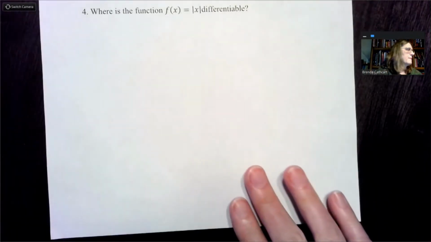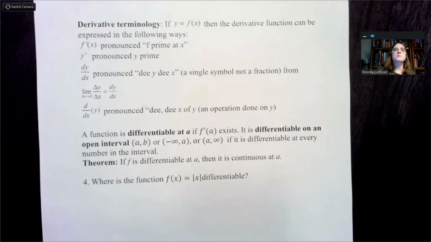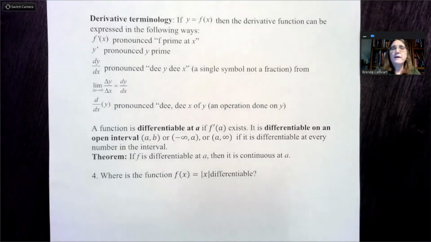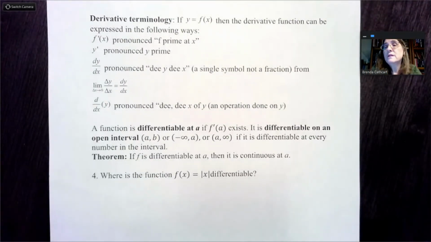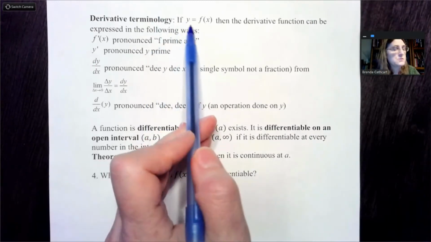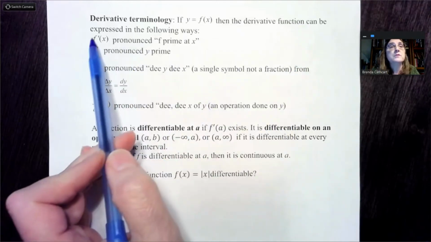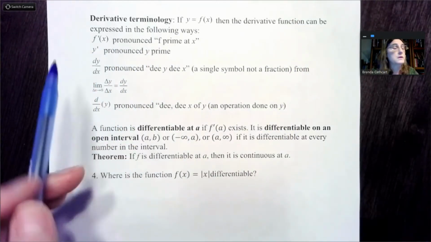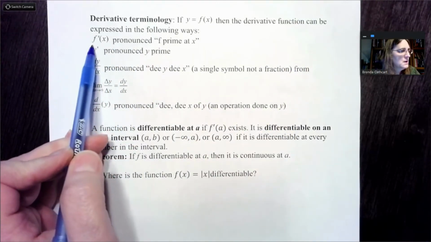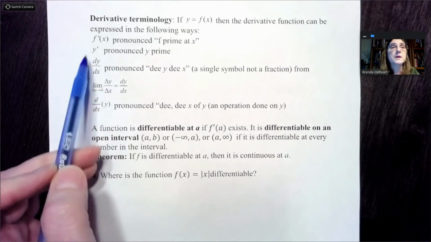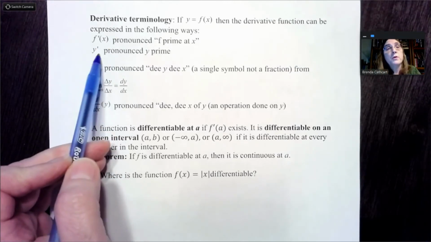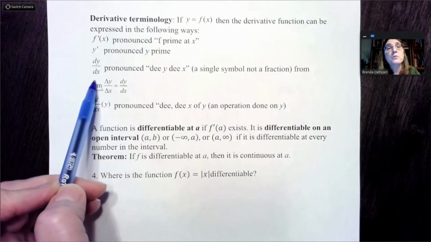Okay. Now, just some terminology. There are a lot of different ways to indicate a derivative of a function, and all of these are equivalent, but perhaps used in slightly different contexts. So if we have a function y equals a function of x, then the derivative function can be expressed in the following ways. The first way is f prime of x. The second is y prime. The third way is dy/dx.